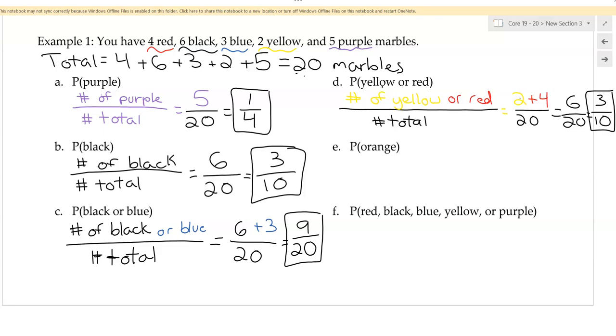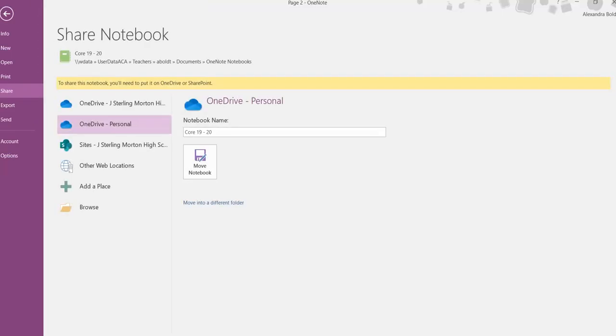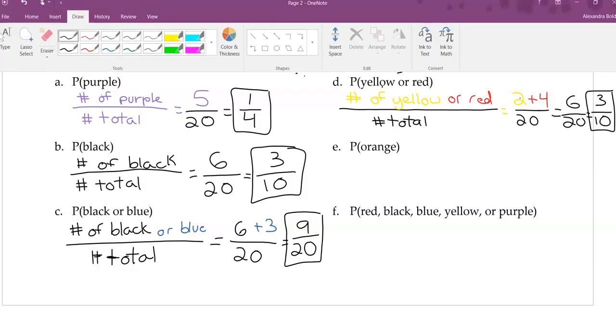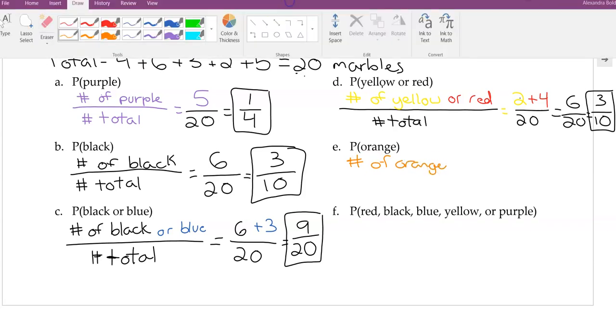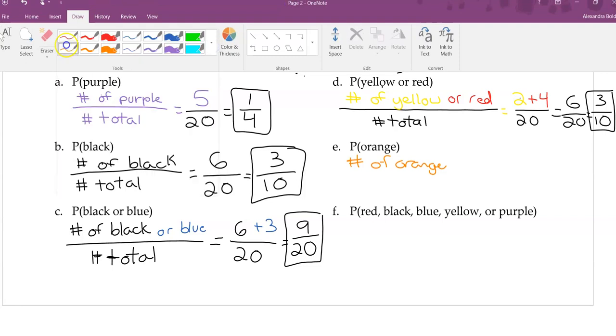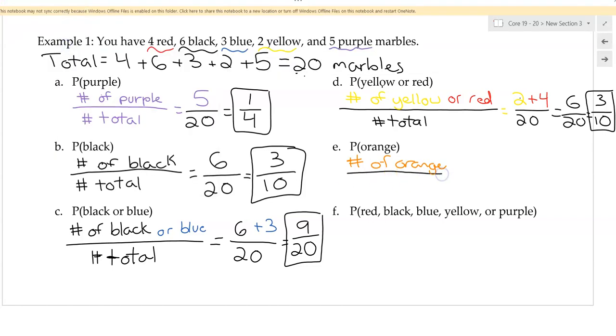All right, looking at the probability of orange. That's the number of orange out of the number total.